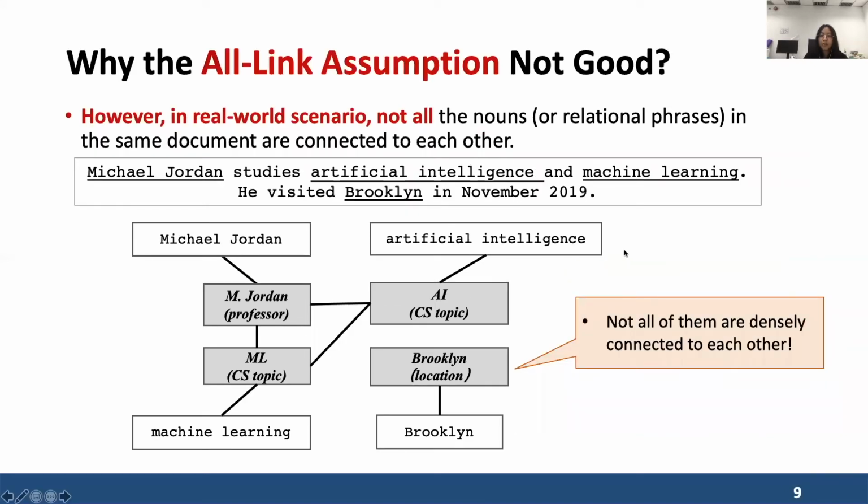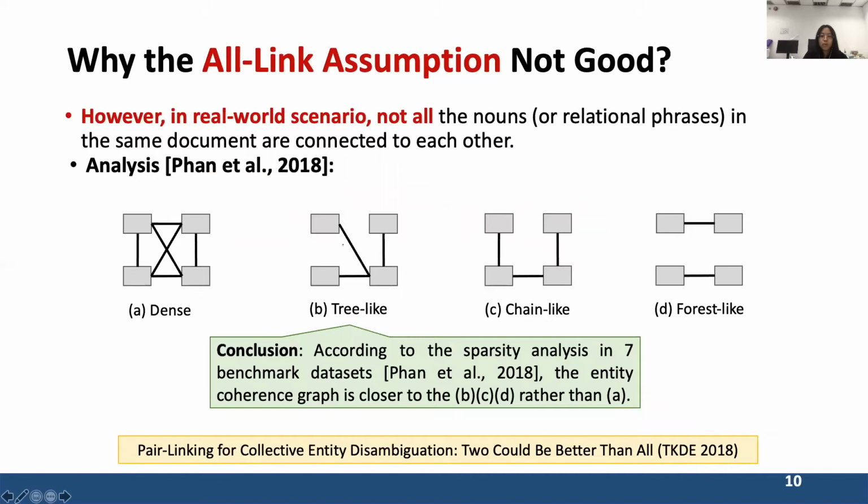However, in real-world scenarios, not all the noun or relational phrases in the same document are connected to each other. Take this document as an example. Although Michael Jordan, artificial intelligence, and machine learning are closely related to each other, the entity Brooklyn is not related to any other concept in the same document. There is a sparsity analysis conducted on 7 benchmark entity linking datasets in a TKDE 2018 paper. The results show that in most real-world datasets, the entity coherence graph is closer to tree-like, chain-like, or forest-like, rather than a dense graph.